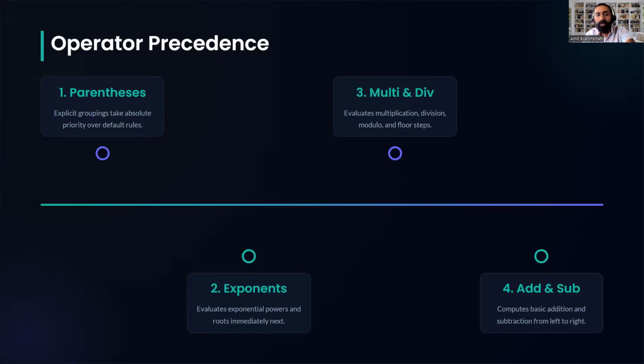Look at the formula on the slide. To keep your code safe and readable, do not write massive, unreadable chains of math. Use parentheses explicitly to make your mathematical intent obvious to anyone reading your script.